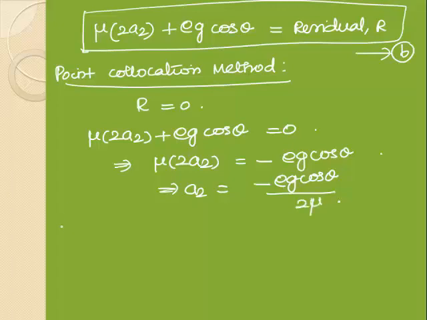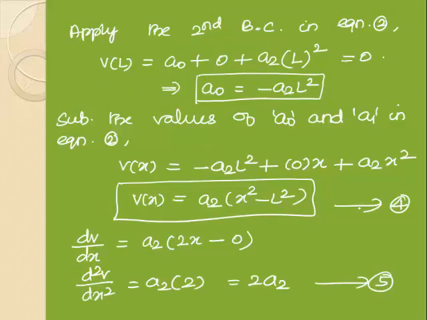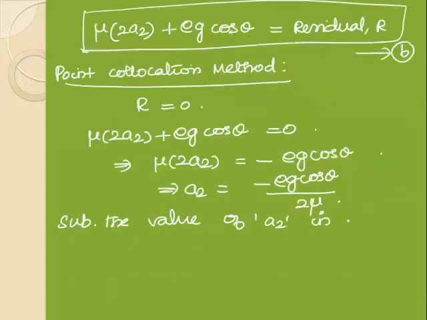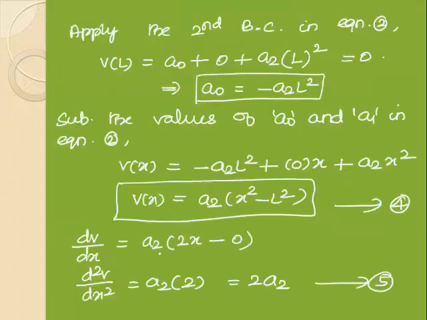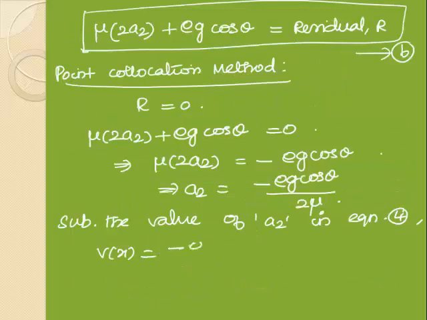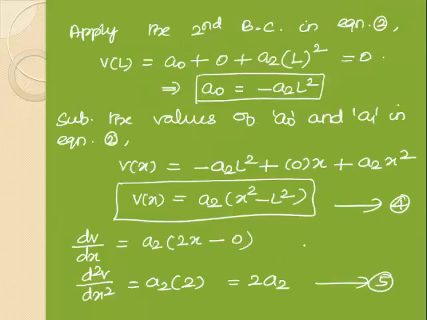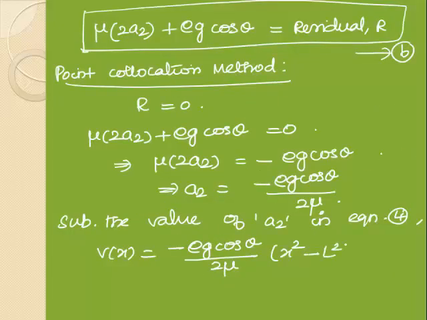Okay. So now we can substitute the value of a2 in the trial function presented in equation 4. v of x is equal to a2 into x square minus L square. So minus rho g cos theta divided by 2 mu into x square minus L square, or simply we can write like this: rho g cos theta divided by 2 mu into L square minus x square. So this is the required expression.